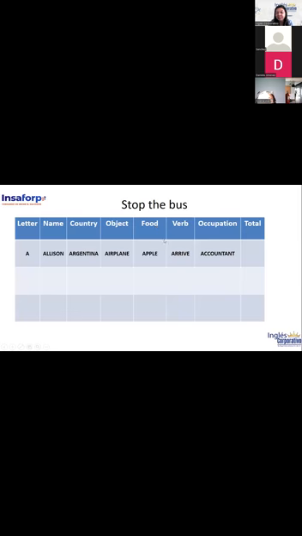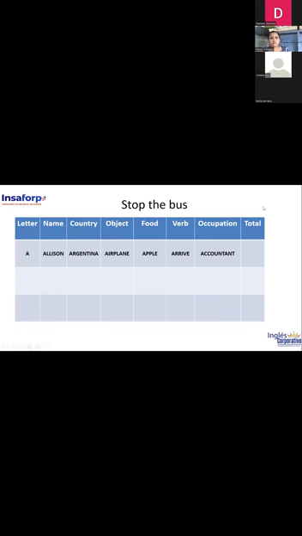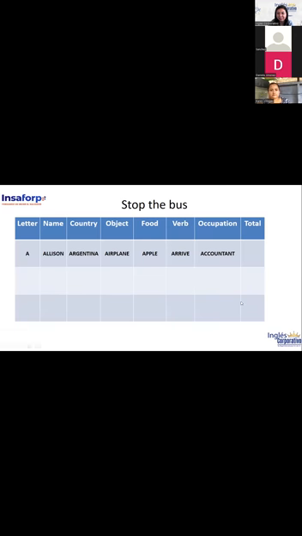We have a game which is called Stop the Bus. Have you played Stop the Bus before? ¿Ya han jugado Stop the Bus? Stop the Bus in Spanish is Bachillerato Stop. Okay, so you have to copy in your notebook. You have to make a table like this, una tablita o un cuadro, a table like this with 1, 2, 3, 4, 5, 6, 7, 8 columns.